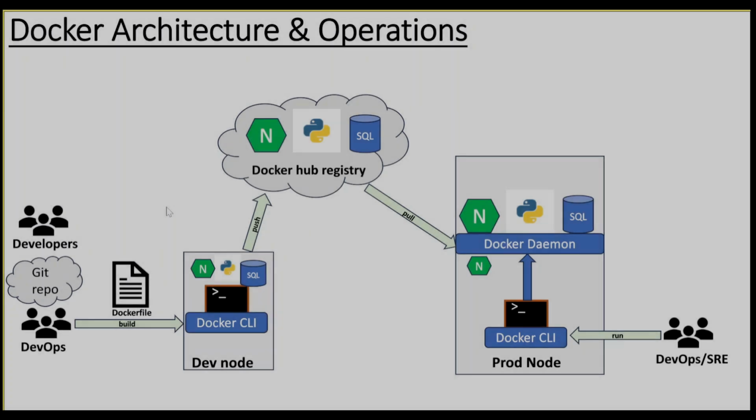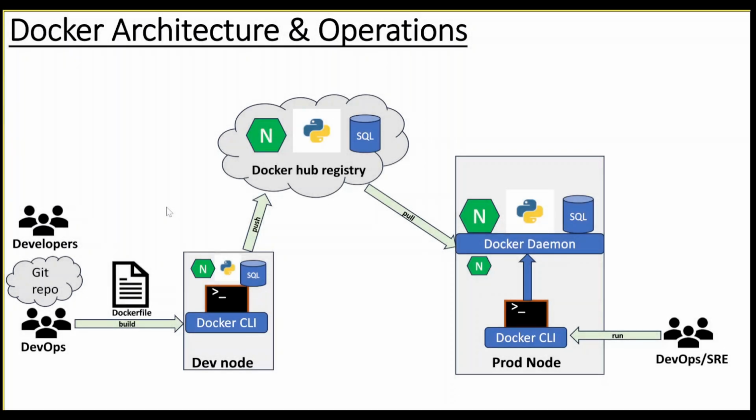To proceed with the Docker proof of concepts and hands-on, we will first have to create our compute environment based on the architecture that we discussed in previous sessions. That will require at least two nodes. One is the dev node and the other one is the prod node.